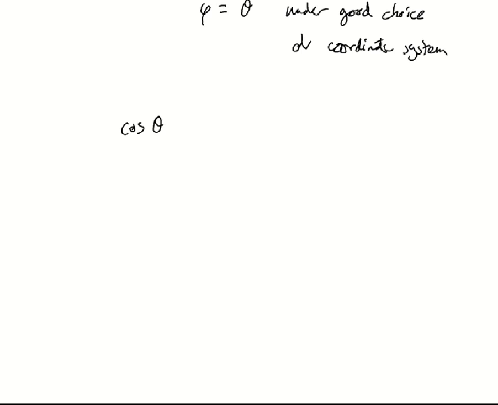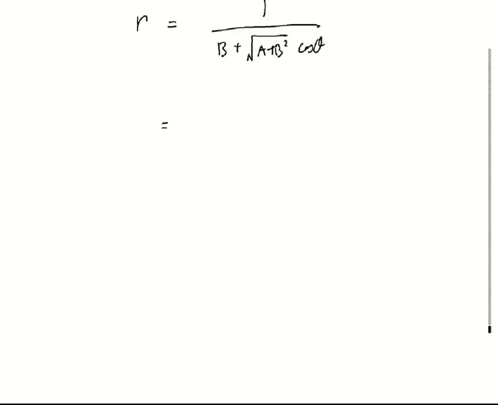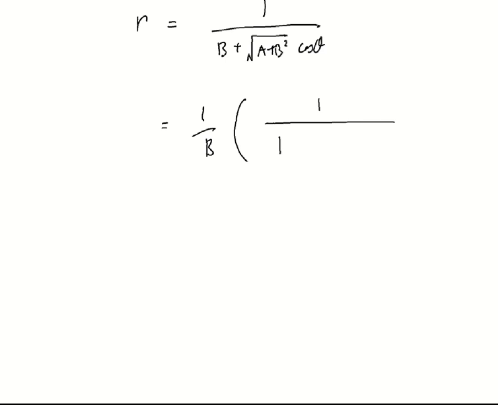Cos theta is equal to u minus b over root a plus b squared, which means that u is equal to b plus root a plus b squared times cos theta. And u is 1 over r, so r is equal to 1 over b plus root a plus b squared cos theta. One more bit of simplification. Take out that b. What happens if I do that? Well, I get this.